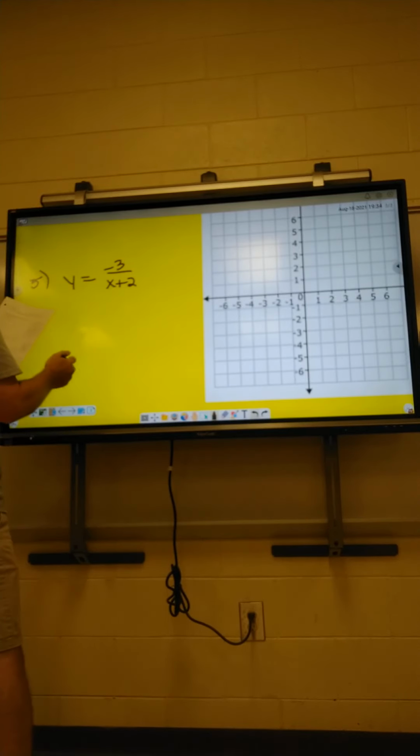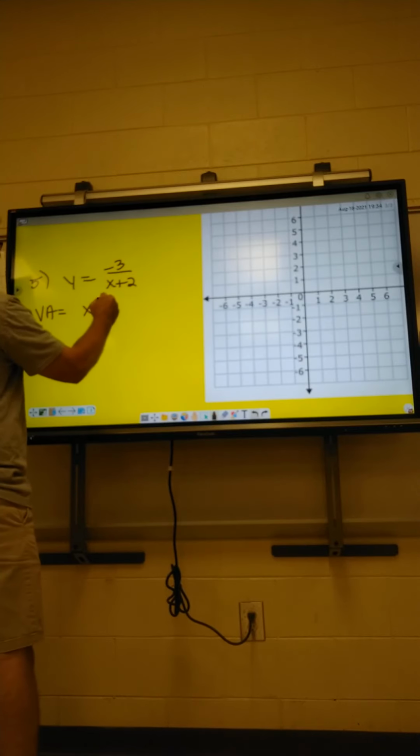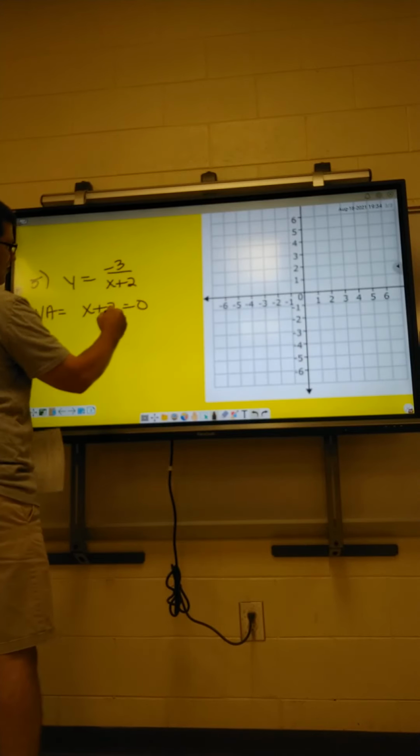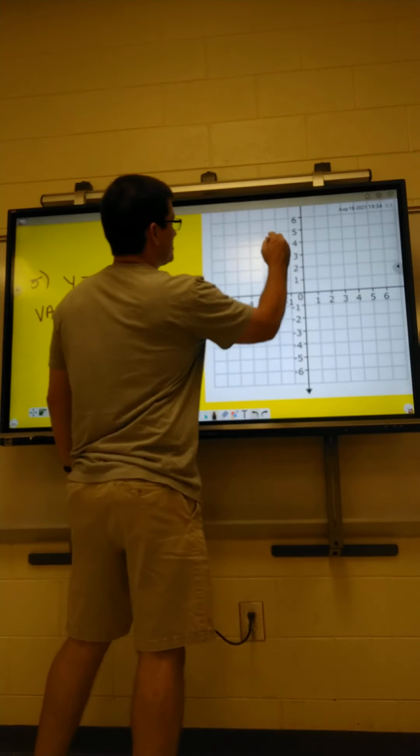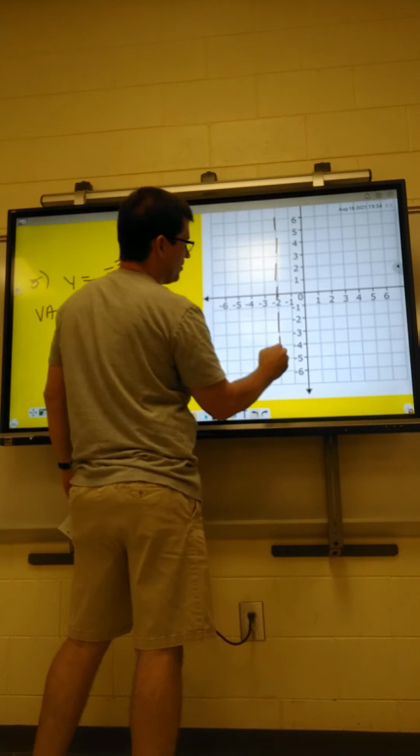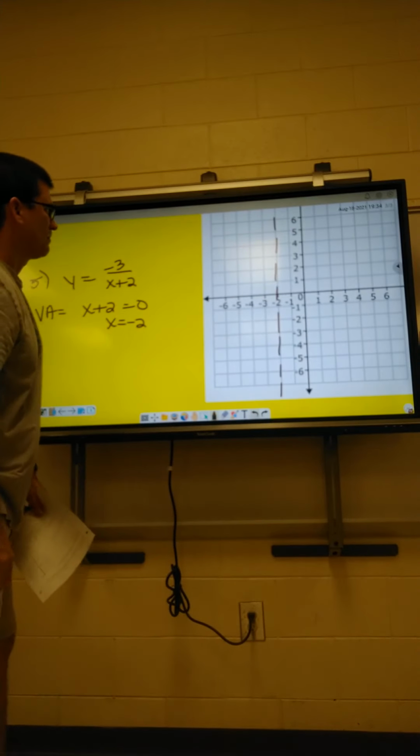All right, number 5, to find the VA, that's the easy part. Just take the bottom and set it equal to 0. Move that over so it's at -2. So we need a dotted line at x equals -2. And remember to draw this in a color.